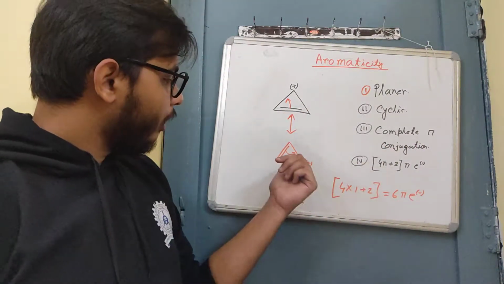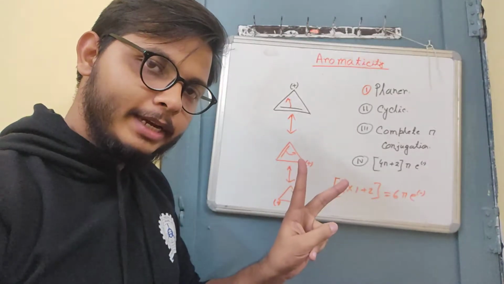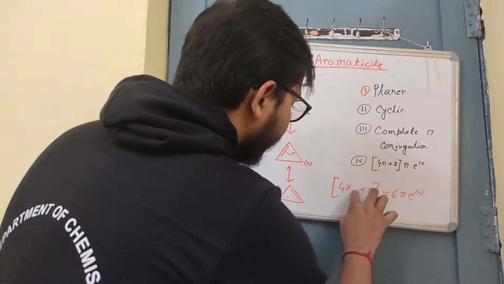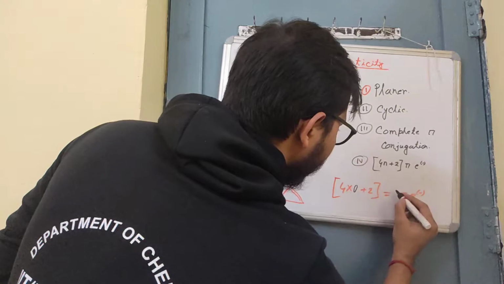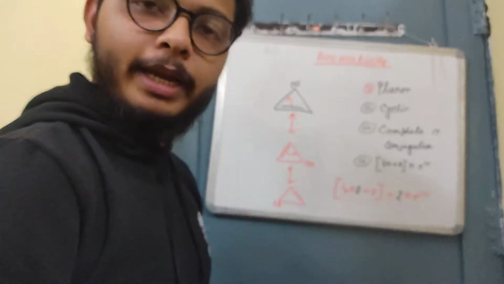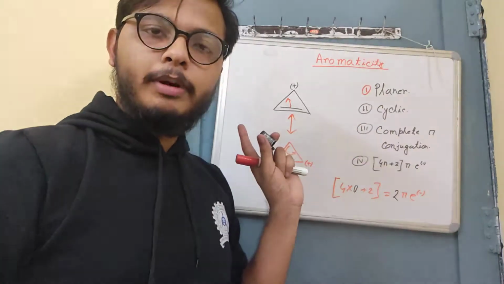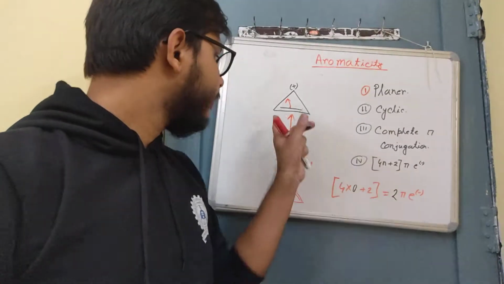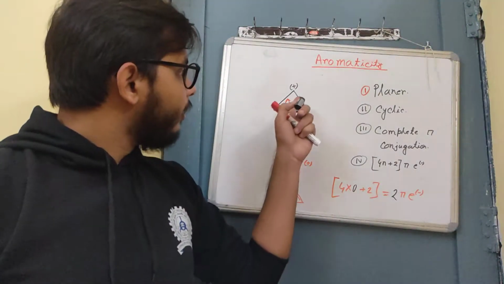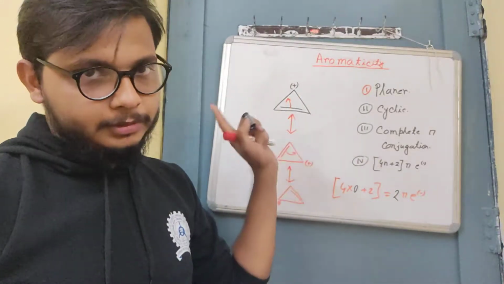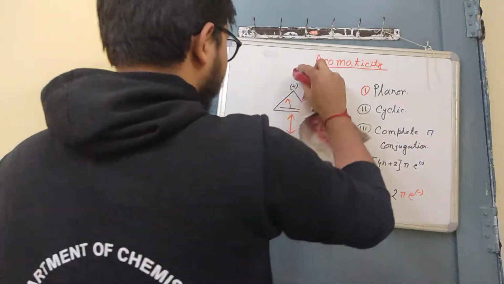4n plus 2: look how many pi electrons are there. There is 1 pi bond. That means 2 pi electrons. And we can write 2 as 4 into 0 plus 2, equals 2 pi electrons, right? So this carbocation maintains all of these criteria, and that's why this carbocation is an aromatic species. In fact, this is the smallest aromatic species. Okay. Now go for another example.